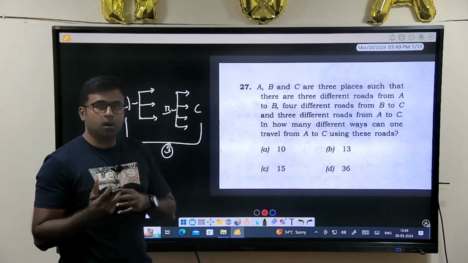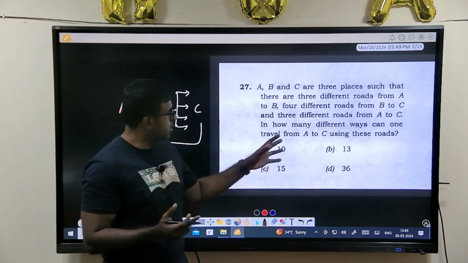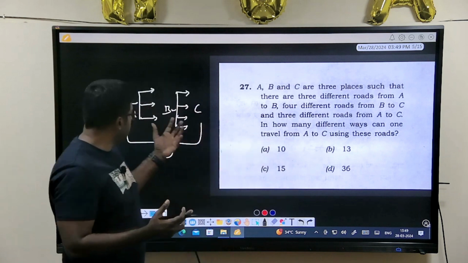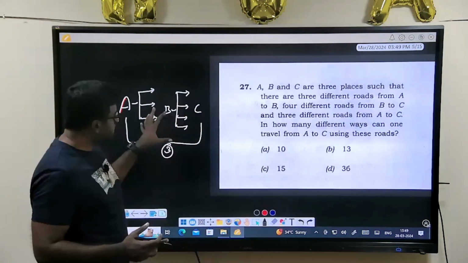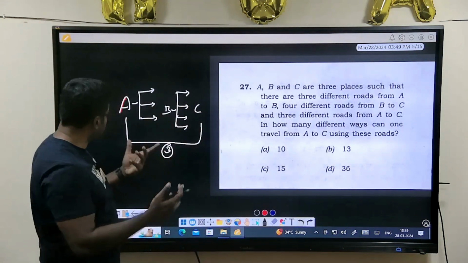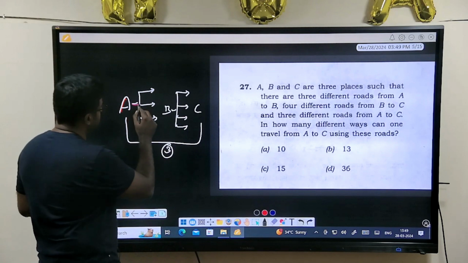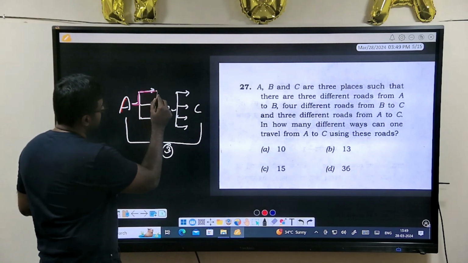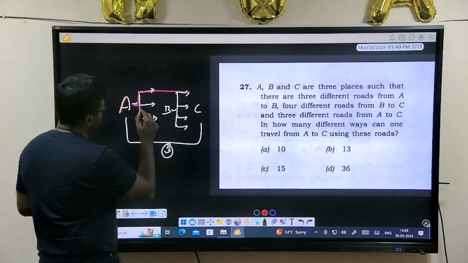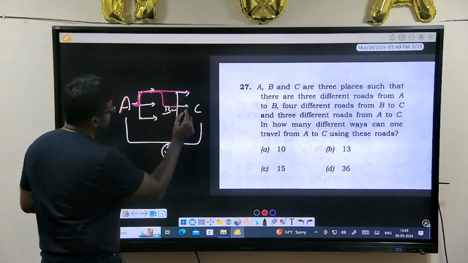It's kind of a combination question: how many different ways can one get from this point to that. It can be directly given as a formula and you can write it, but otherwise just check it. See, this can be one route. Okay, this can be one route. This can be the second route.